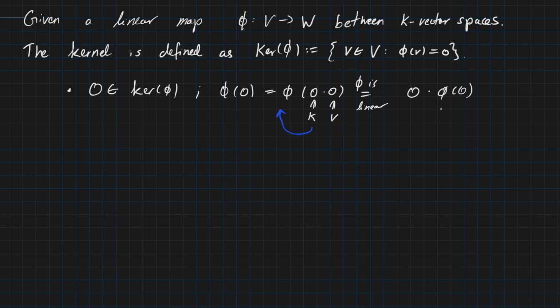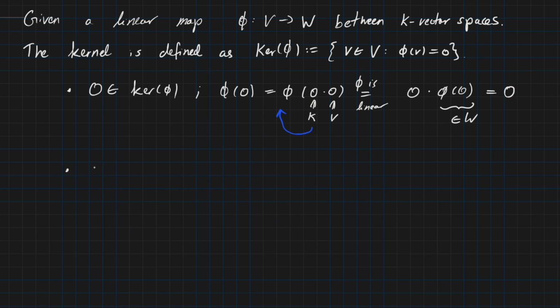So phi of 0 is some element of the vector space W. So we have 0 times any vector from a vector space W, and this is always 0 because W is a vector space. And here it holds: 0 times any vector is 0. So this is true. So the kernel is not empty, it contains at least one element, and this is 0.